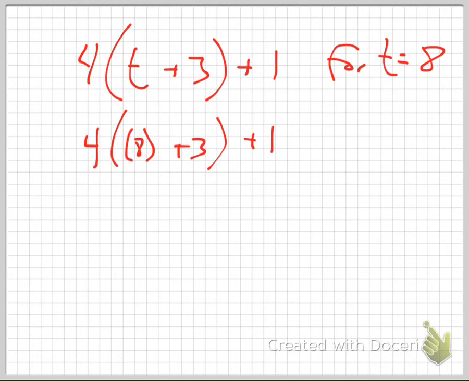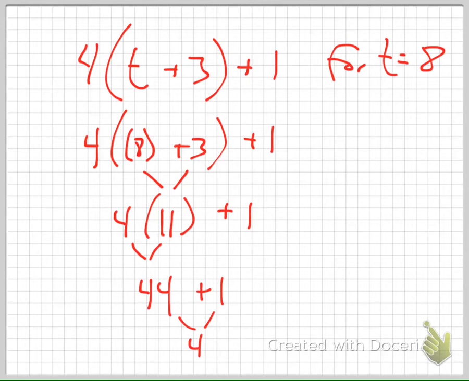Now let's do it. Do you see any parentheses that need to be dealt with? Yes. 8 plus 3 is 11. Bring everything else down. Any other parentheses that need to be dealt with? Nope. Any other exponents? Any multiply or divide? 4 times 11 is 44 plus 1 is 45. How many of you got 45? Does it make sense? Okay, let's try another one.